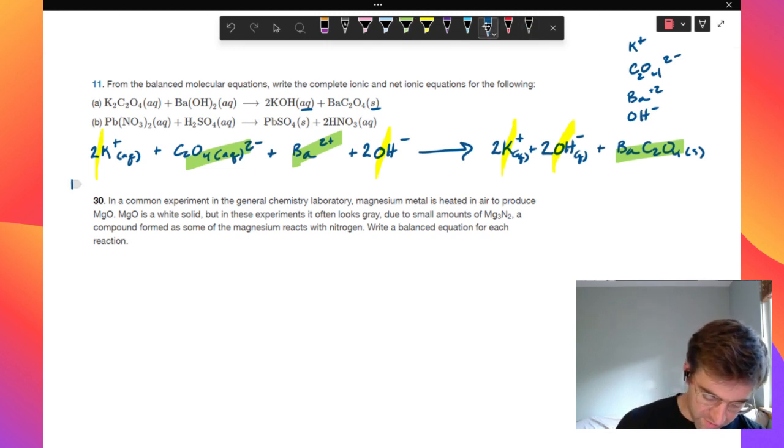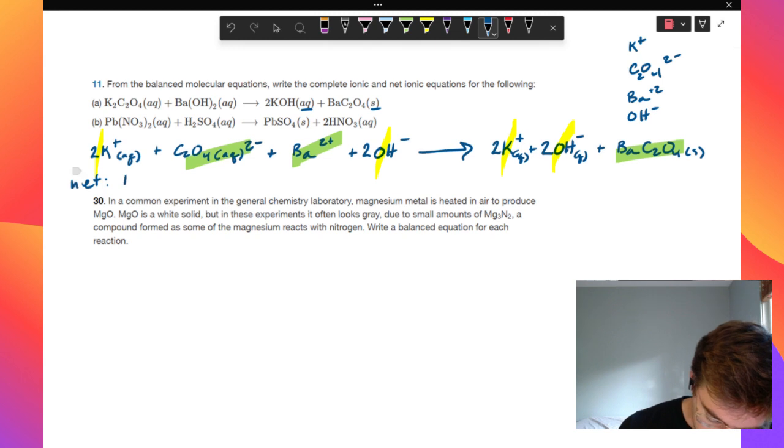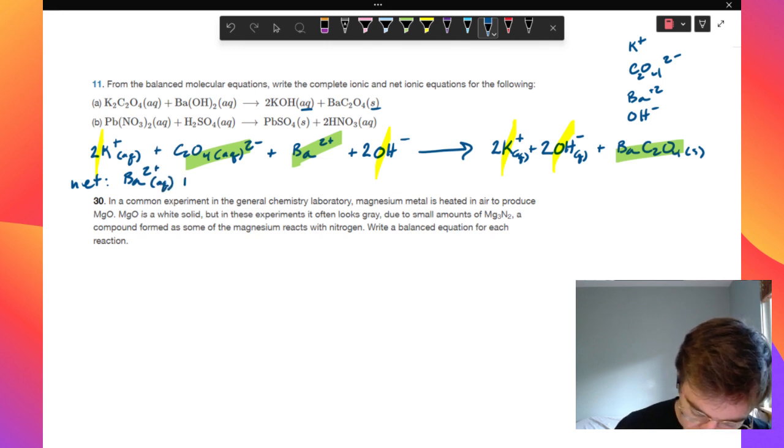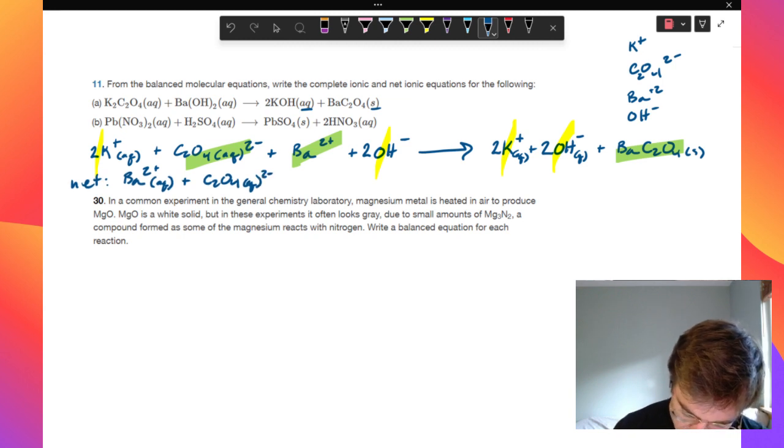So the net ionic equation, we've got our aqueous barium and aqueous carbon compound over here. And I've got those out of order, but it doesn't matter that much.